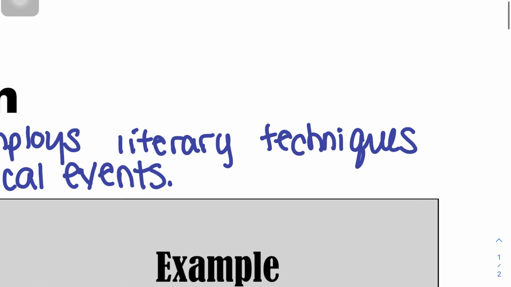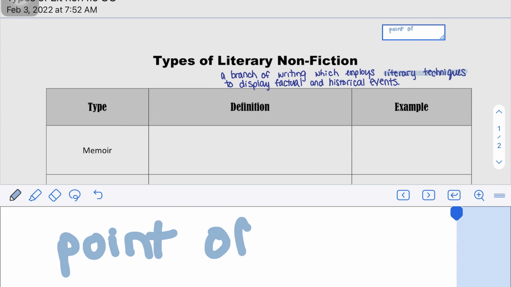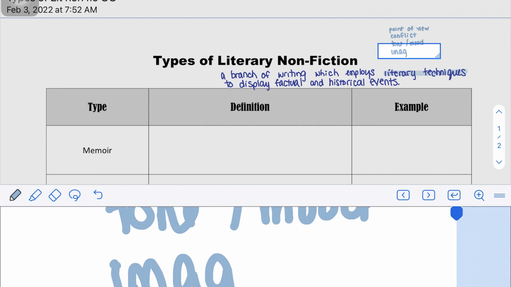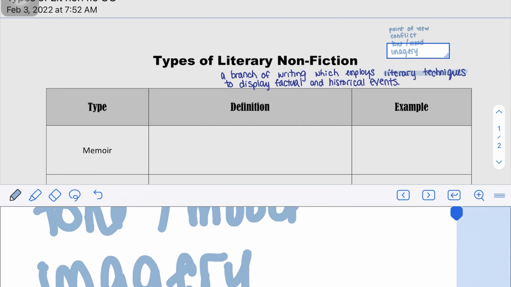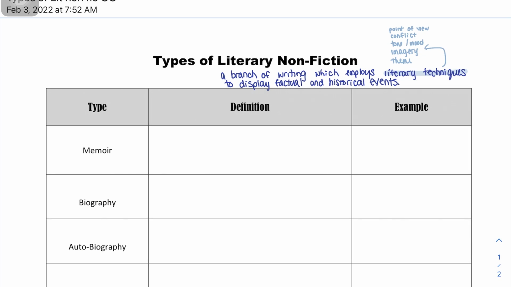There are several types of literary techniques that we're going to go over in this unit, and they're ones that you should already be familiar with in fiction writing, but now we're going to apply them to real life events. So we're going to look at point of view, conflict, tone and mood, imagery, and theme, and discuss how those can elevate a real life event.